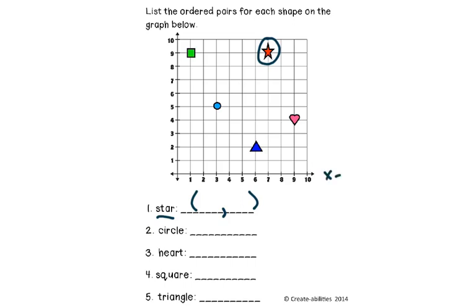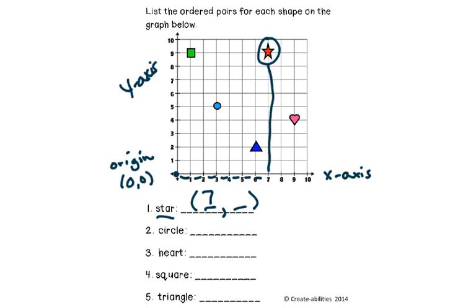Again, remember this is the x-axis. This is the y-axis. And so I've got to find the x coordinate and the y coordinate that's going to help me to get to that star. Again, I always start here at 0, 0, which is the origin. And I'm going to see how many spaces I'm moving over till I get to where the star is, and it looks like I'm going 7. So 7 is going to be my x coordinate. And then how many spaces I'm moving up to get to that guy, and it is 9. So my coordinate or ordered pair for the star would be 7, 9.